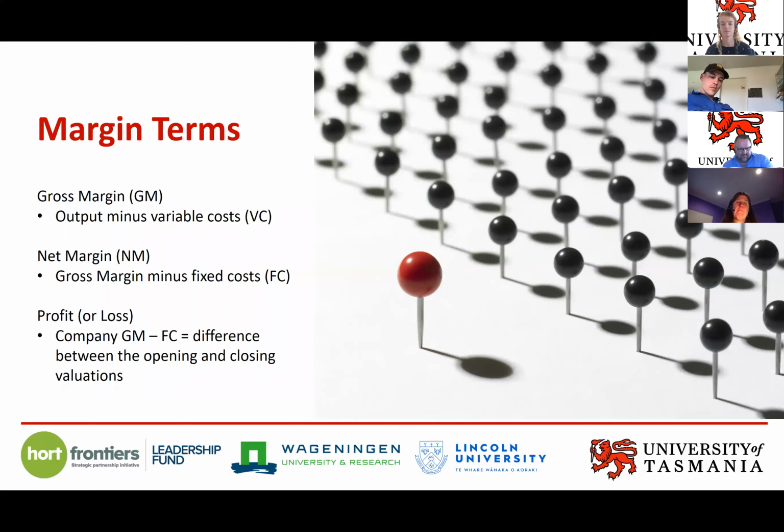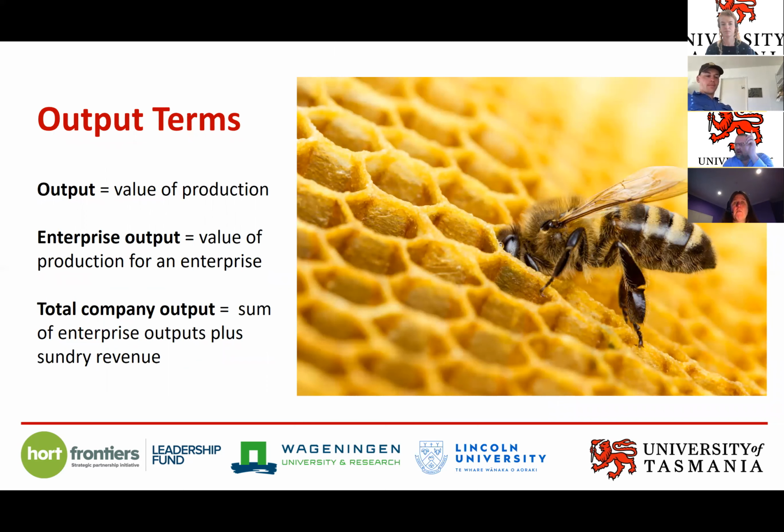We might also have fixed costs, so fixed costs for land, fixed costs in terms of salaries. So irrespective of the amount that we produce, we've got some fixed costs we need to take into account. So when we take that into account, we move from a concept of a gross margin minus our fixed costs to the concept of net margins. With profit and loss, we're also taking into account the value of our opening and closing stock valuation. So if we look at output, we're looking at the value of production.